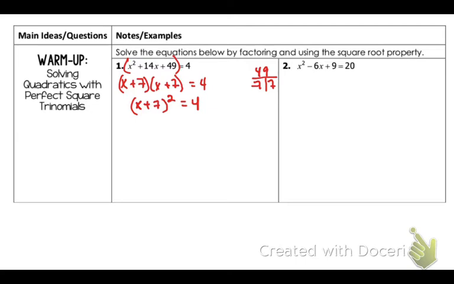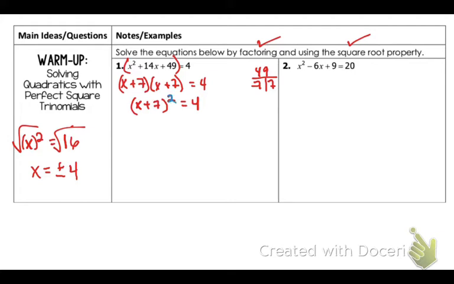Now, remember that you can rewrite this as x plus 7 squared because it's the same thing. Now that I've done this, I've done the factoring part. Now I'm going to go ahead and use the square root method. So just like when I give you something like this, notice how that x is squared. You're going to take the square root, and that's how we're left with plus and minus 4.